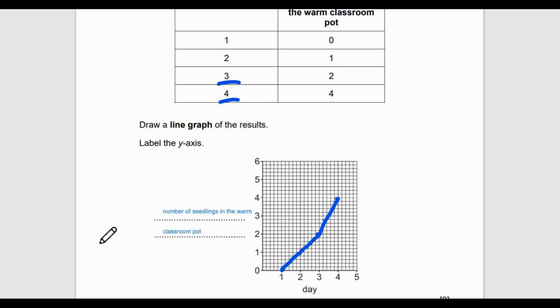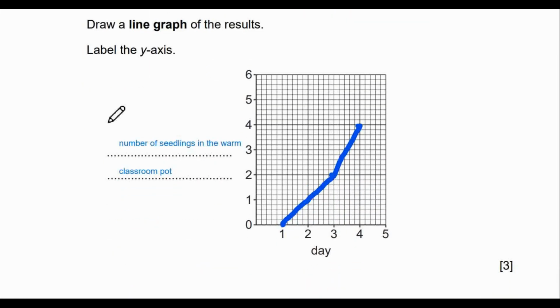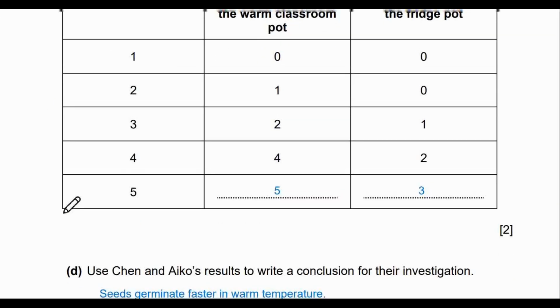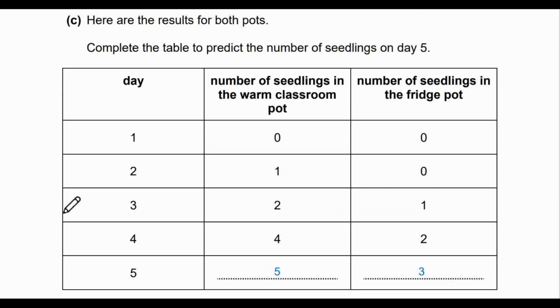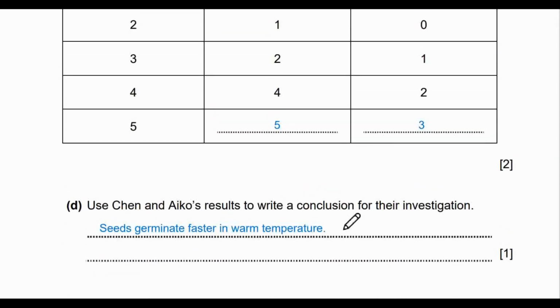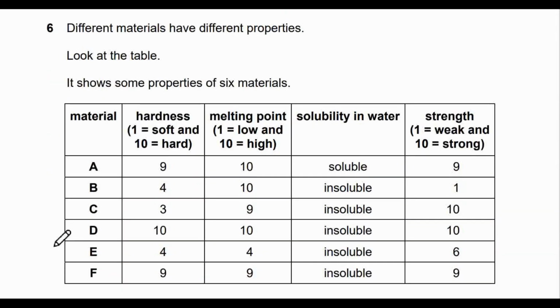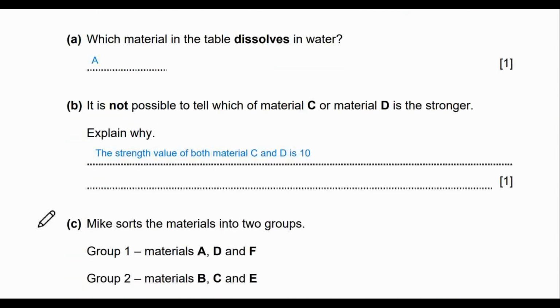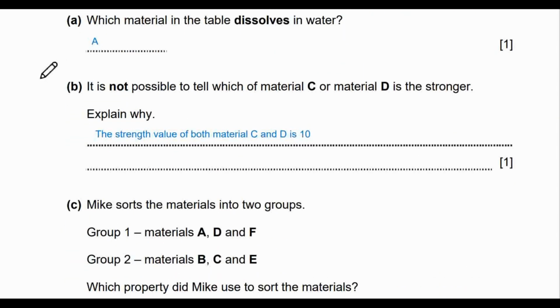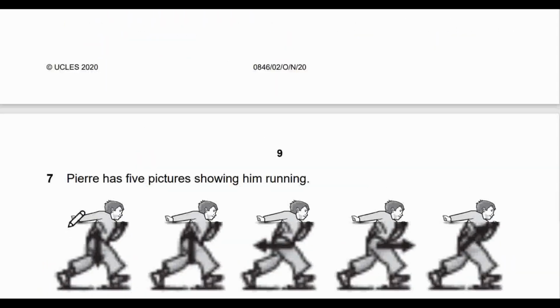This is the line graph. Zoom in. This is the line graph, and this is the label for the y-axis. And next, this is the answer for question C. Question C. And next is D. Let's move on to the next question. Question 6. This is the table, and this is the answer. A, B, and this is question 6C. Next is question 7.